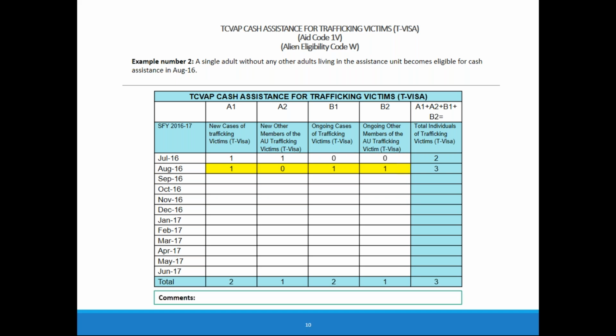Example number two. A single adult without any other adults living in the assistance unit becomes eligible for cash assistance in August 2016. This information will be entered in the August 16 row. On column A1, enter one for the single adult. On column A2, enter zero because there are no other adults living in the assistance unit. In this case, we are counting the new cases from July 16. So on column B1, enter one, and on column B2, enter one.